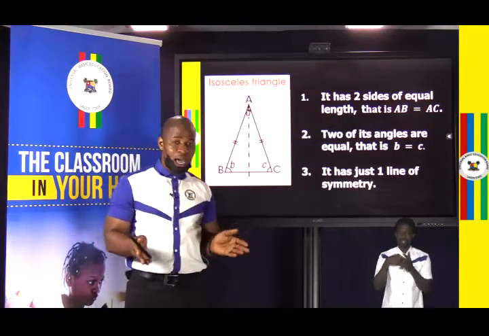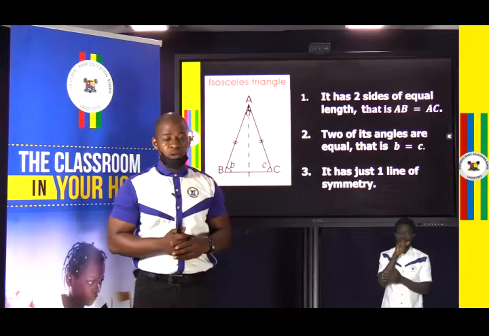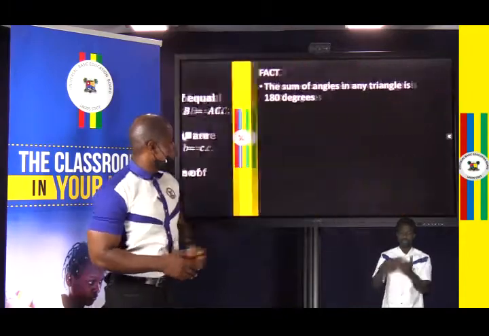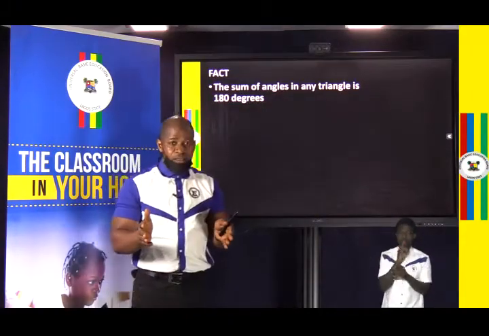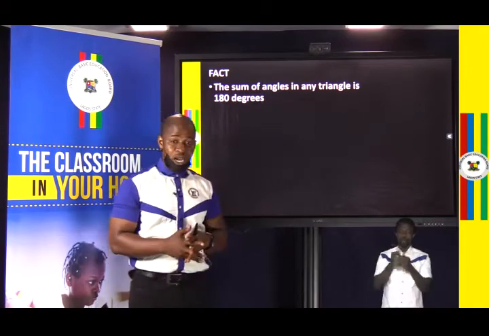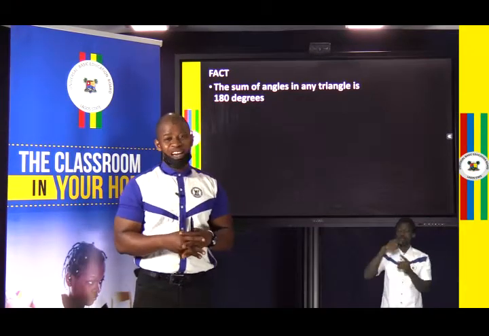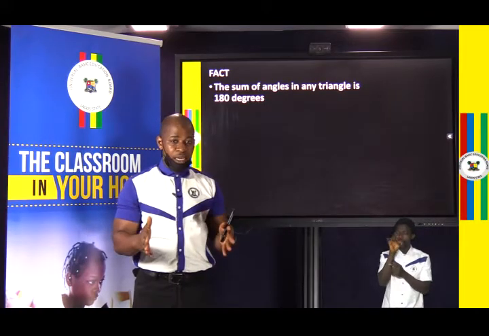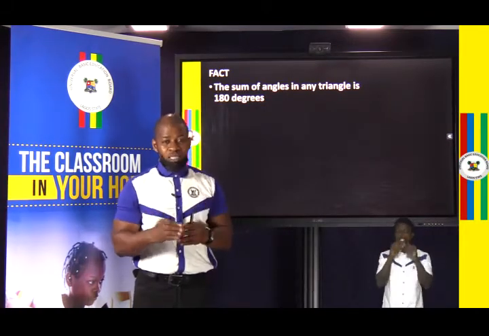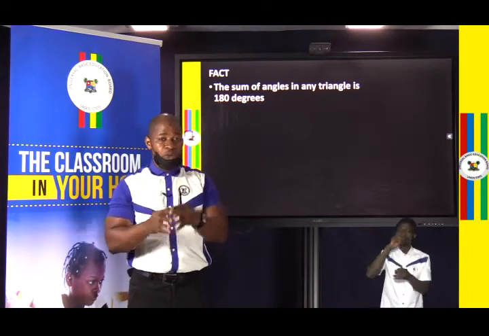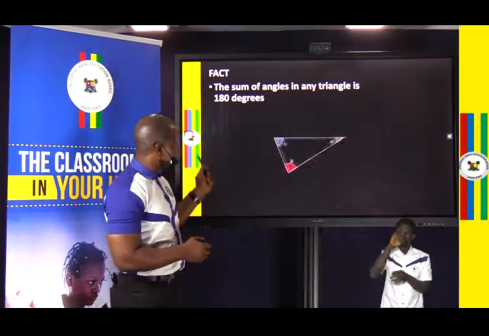Finally, it has just one line of symmetry. When we talk about triangles in detail, we will discuss what symmetry is all about. Now, fact. The truth is that all the angles in any triangle must add up to 180 degrees. In any triangle, no matter the shape or the size, all the angles inside must be 180 degrees when we add them together. And we can easily prove this.